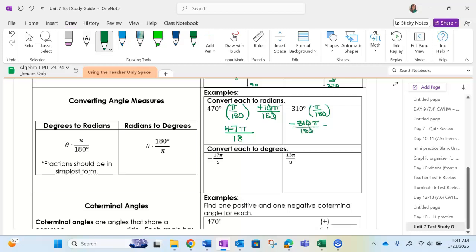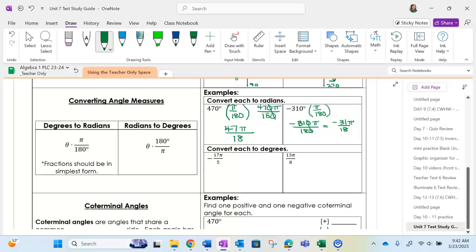Cancel those zeros out, and you get negative 31 over 18. Don't forget the pi. Now, again, put all these in your calculator, and it will reduce it for you. So there is no excuse why it's not reduced. It just means, to me, you didn't put it in your calculator.